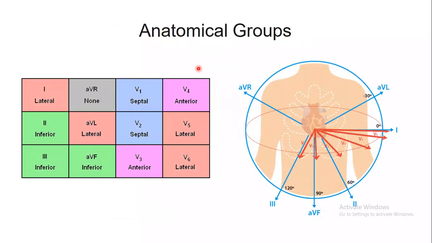To summarize the anatomical groups, we have V1 and V2 septal, V3 and V4 anterior, V5, V6 and lead 1, AVL of the limb leads looking at the lateral surface of the heart. Lead 2, 3 and AVF are looking at the inferior surface of the heart.